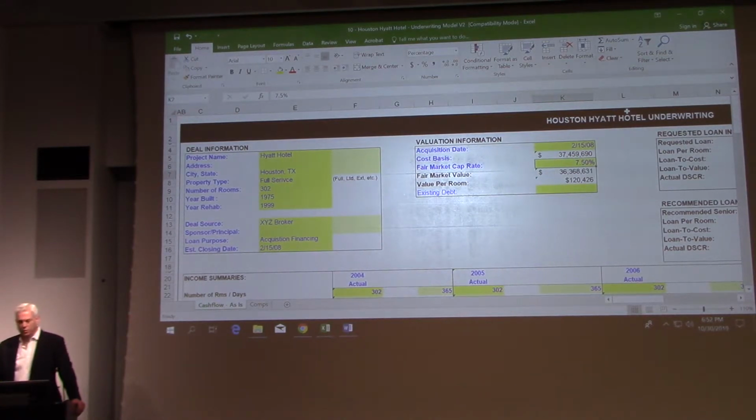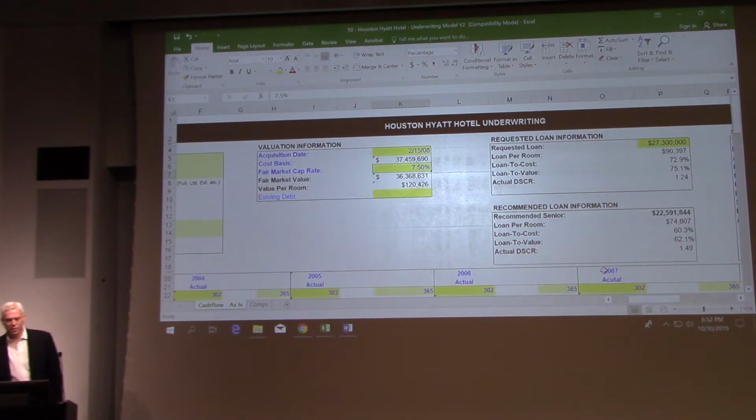For this case, you just use the different years, not the T12, right? Yeah, so because it was done in December 2007, that functioned as the T12.